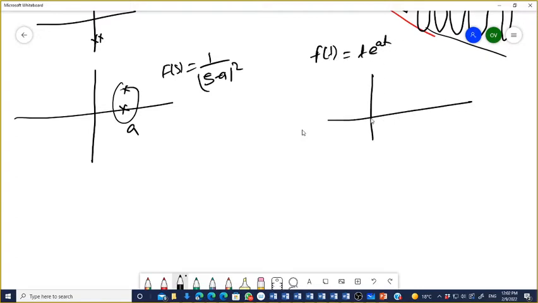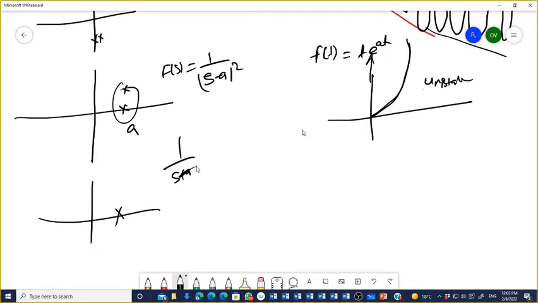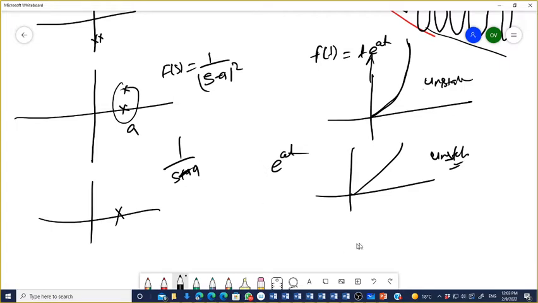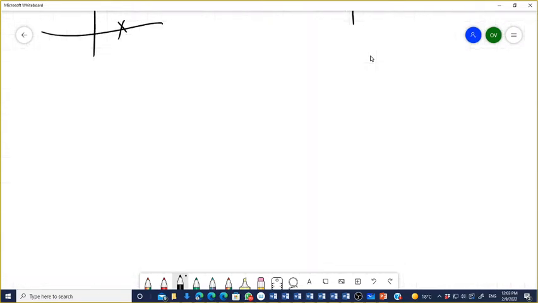t e to the power at means the curve is like this. Yes or no? So the system is unstable. Why? Because this is again unbounded. Okay, let's say we have a single pole, 1 upon s minus a, again e to the power at. It is unstable because this is unbounded. Is it clear?